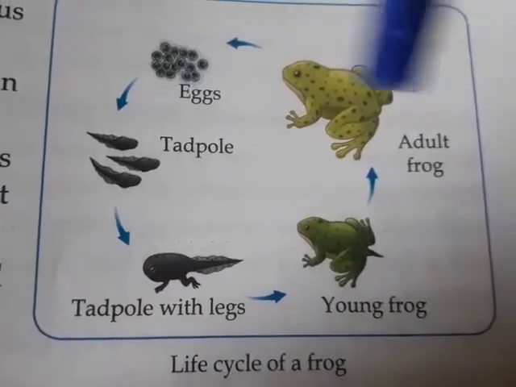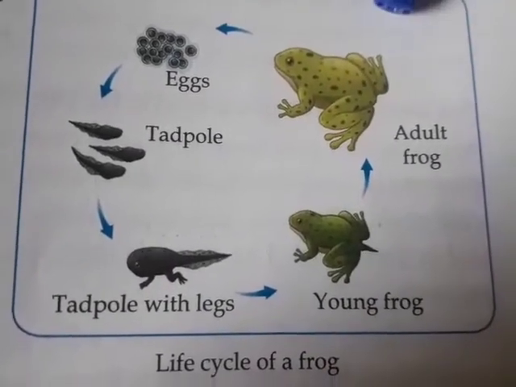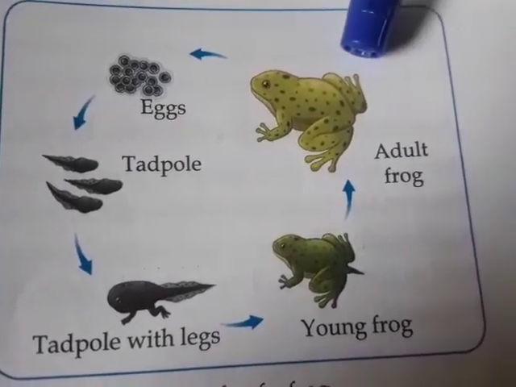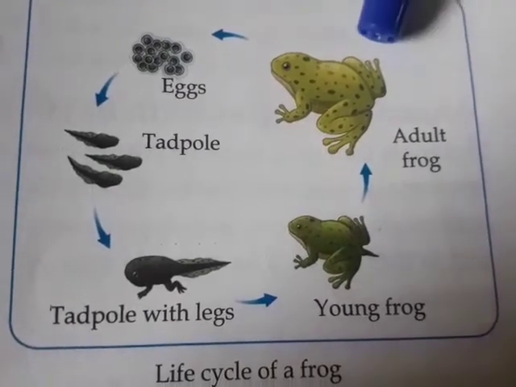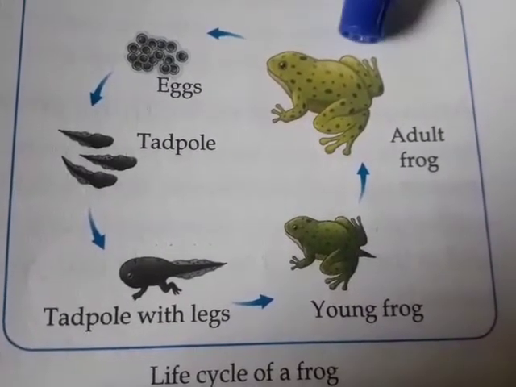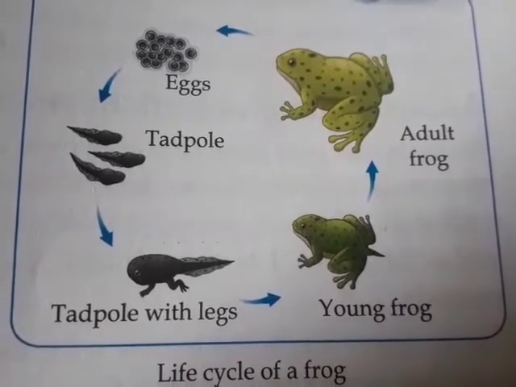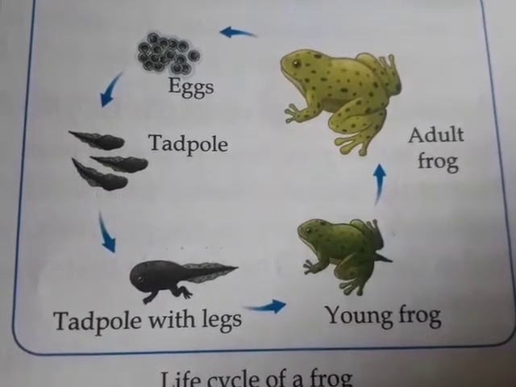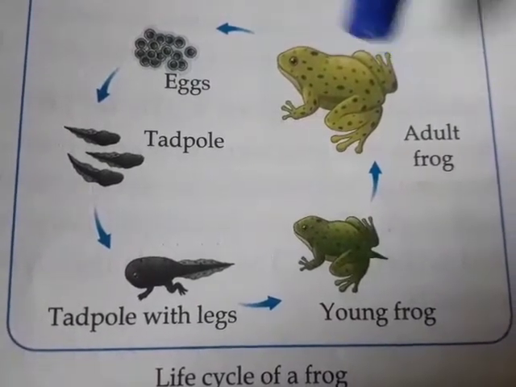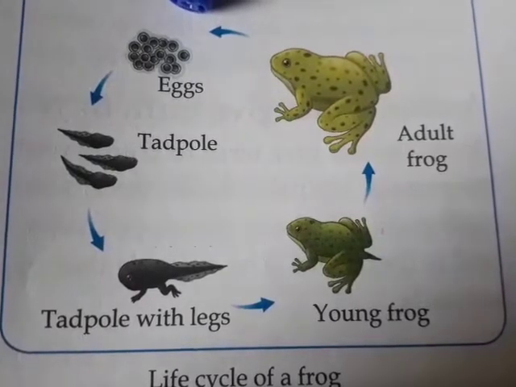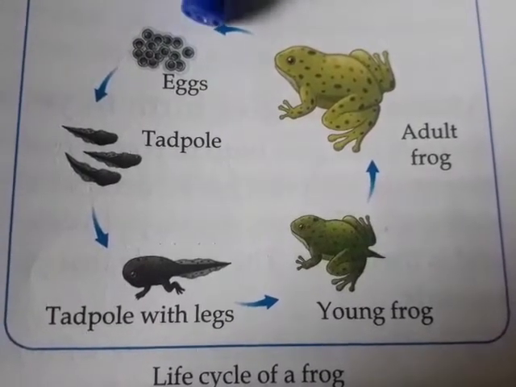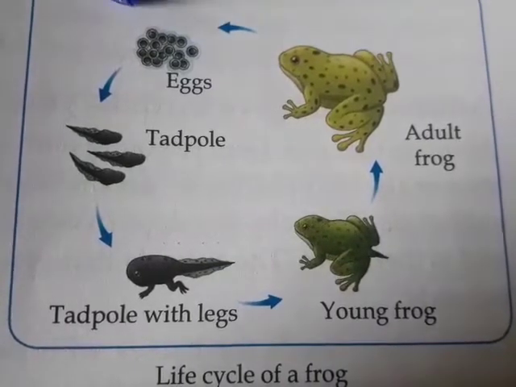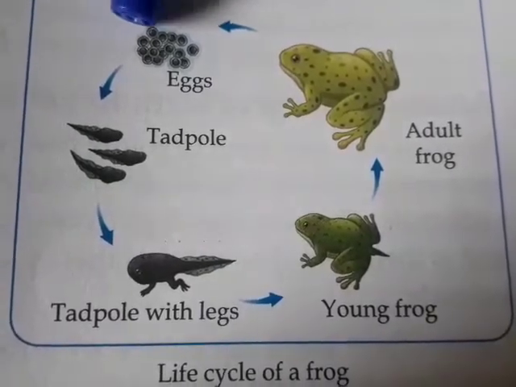Now in the picture, what do you see? Very good. It's a frog. All of you have seen frogs. Mostly in the rainy season you will find frogs. Now this frog also lays eggs. Frogs also lay eggs. Now the adult frog lays eggs in water. Where does it lay eggs? In water. Now after it has laid eggs, it will not take care of the eggs. It will leave them in water.